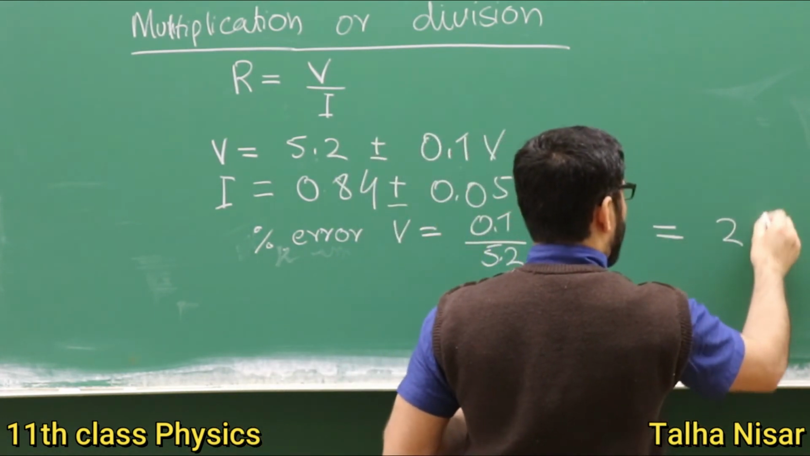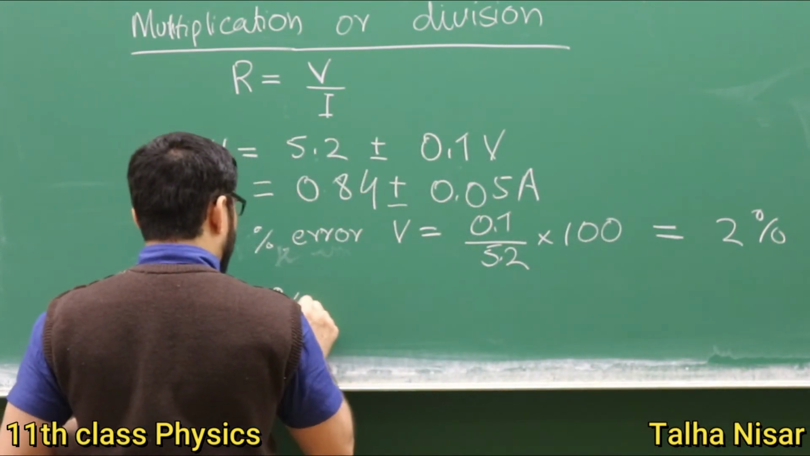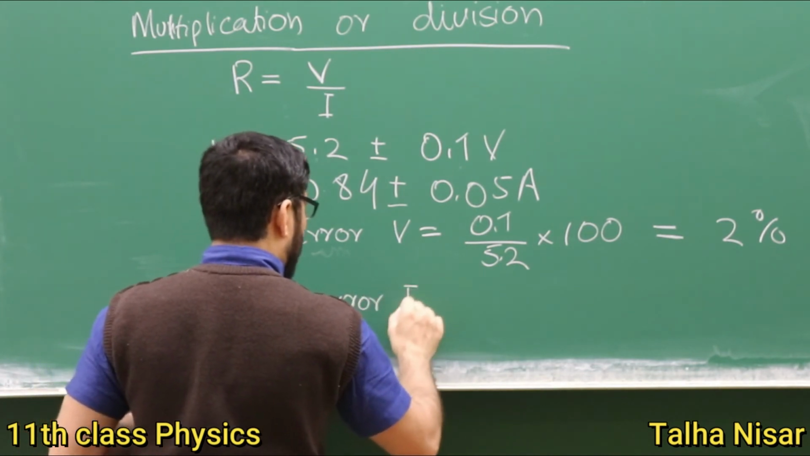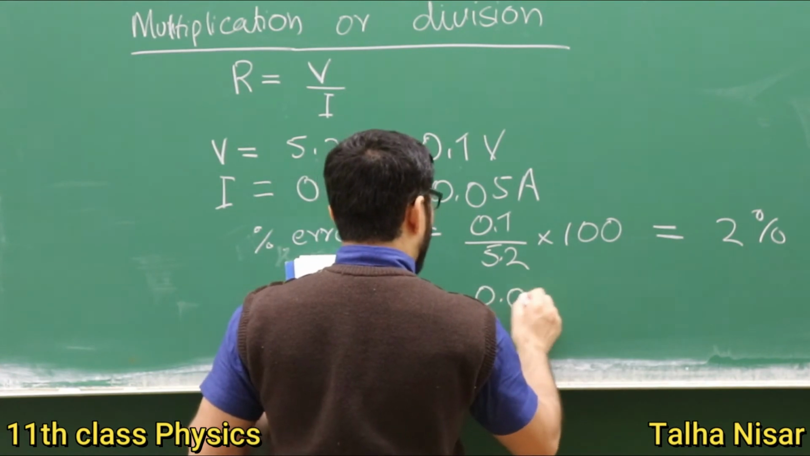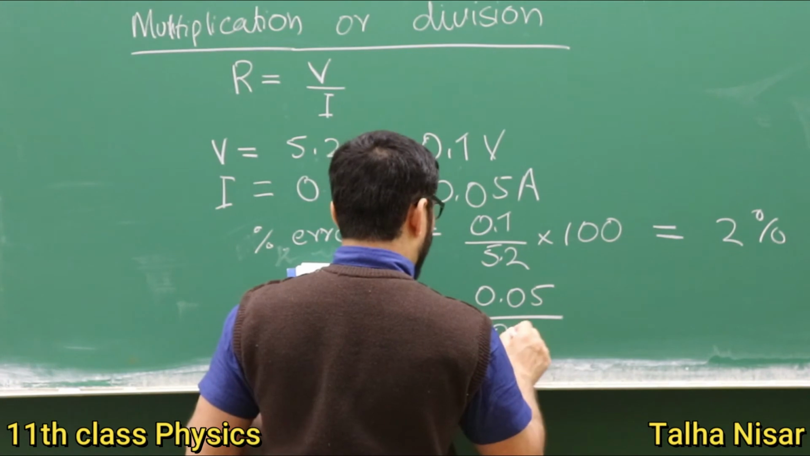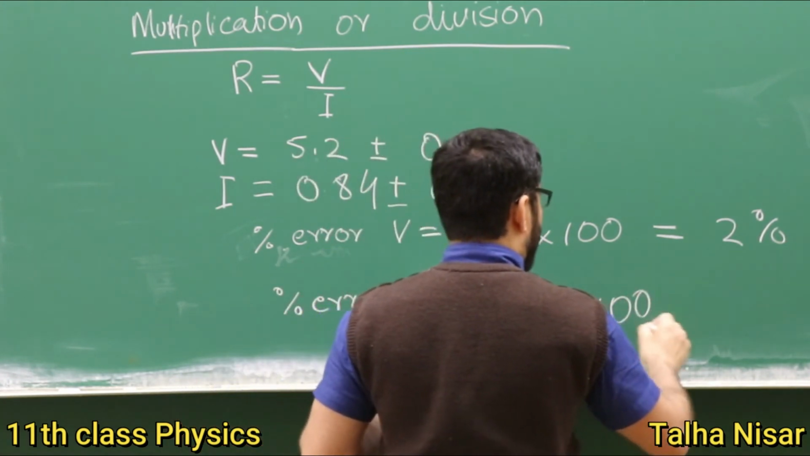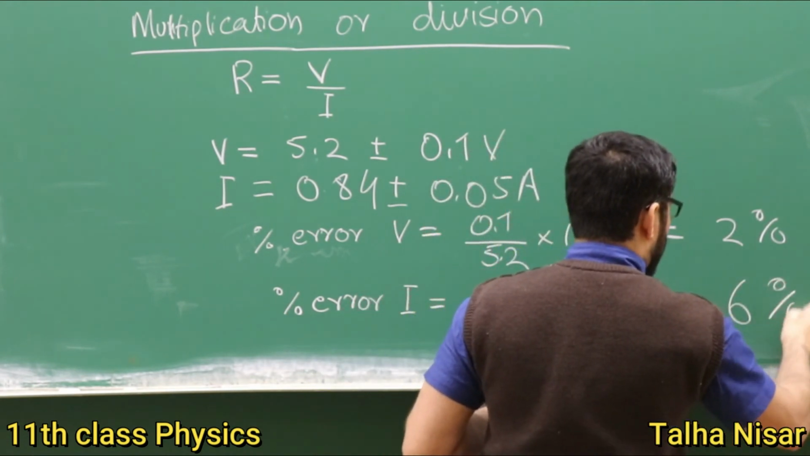Which is 2%. And then we calculate the percentage error in current, which is 0.05 divided by the measured value, 0.84, multiplied by 100, which is equal to 6%.